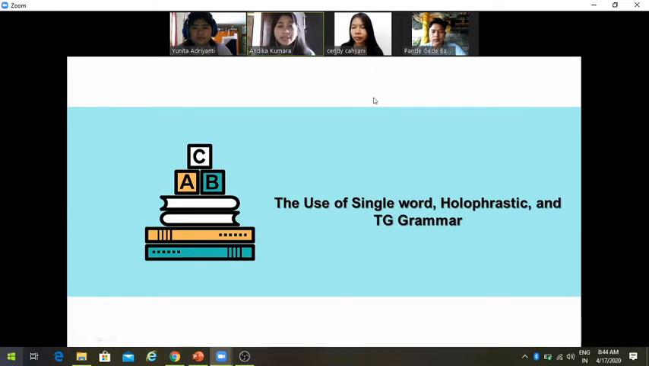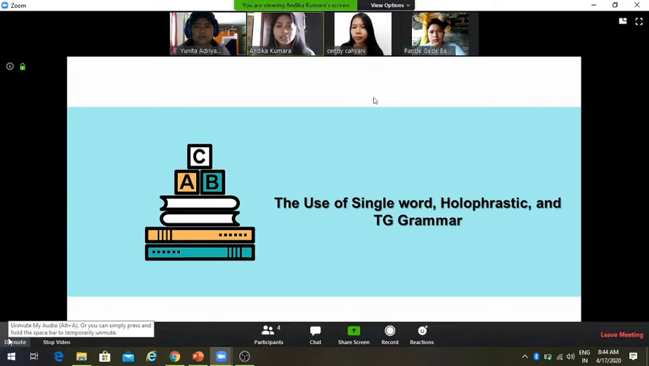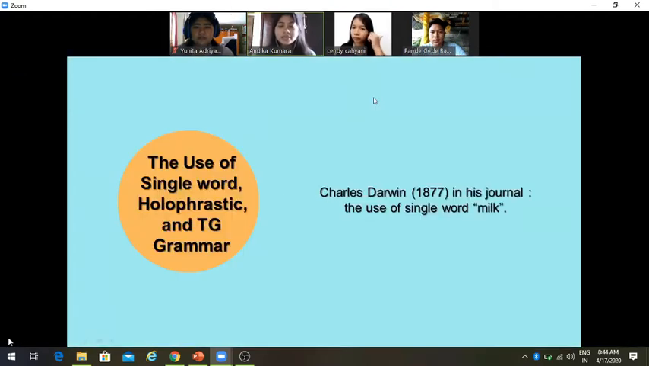The first point is the use of single word, holophrastic, and TG grammar. Over a century ago, parents noticed that their children seemed to use a single word as sentences. Charles Darwin, in 1877, recorded in his journal that his son's acquisition of language used a single word, milk, as a statement or request or exclamation.